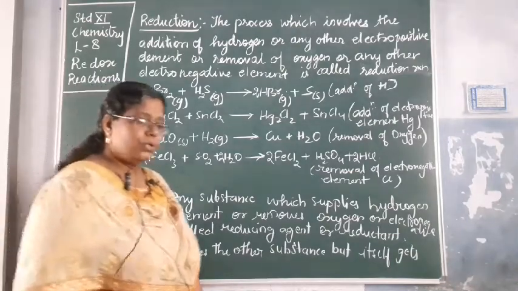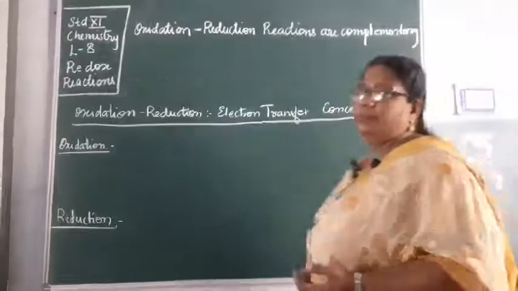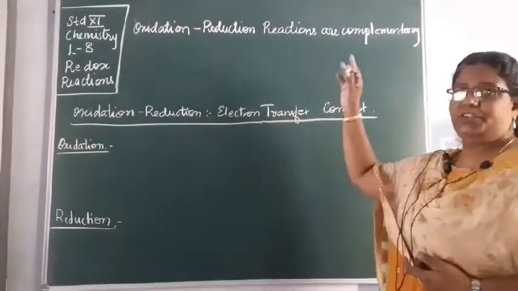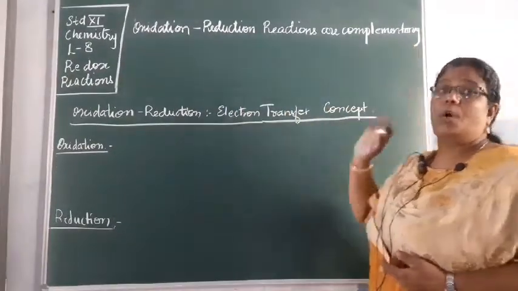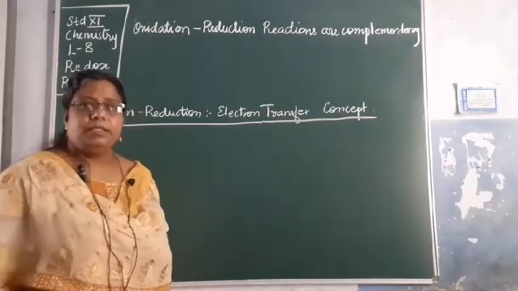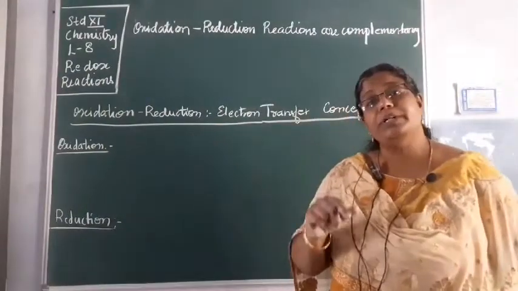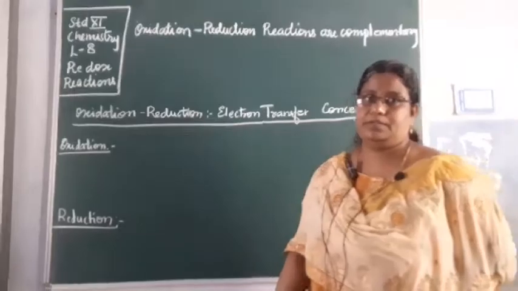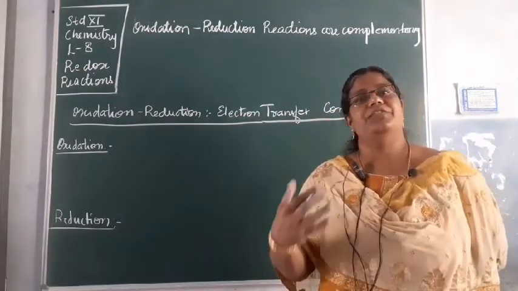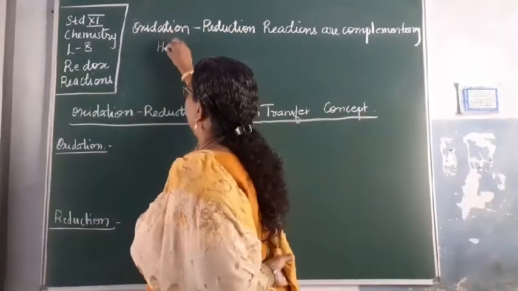Okay, so please note down everyone. Now let us understand the next concept, that oxidation and reduction reactions are always complementary. Now what do you understand by complementary? It means that if oxidation is occurring, then there will be a corresponding reduction reaction also taking place. It cannot happen that only oxidation is happening or only reduction is happening. Let us see the example and try to understand.